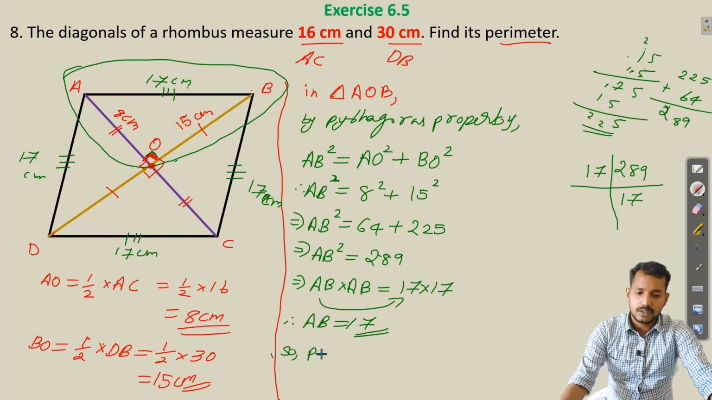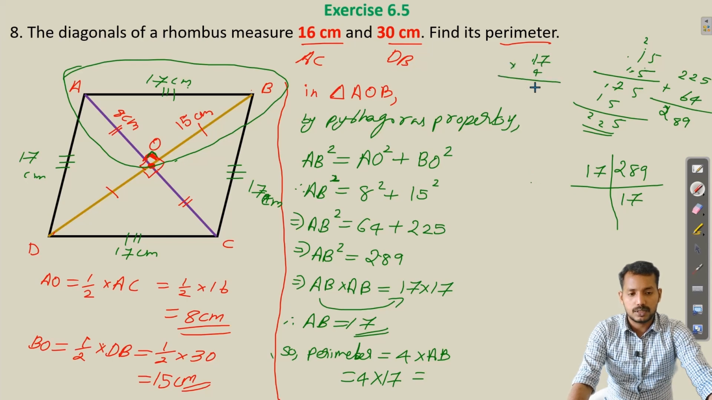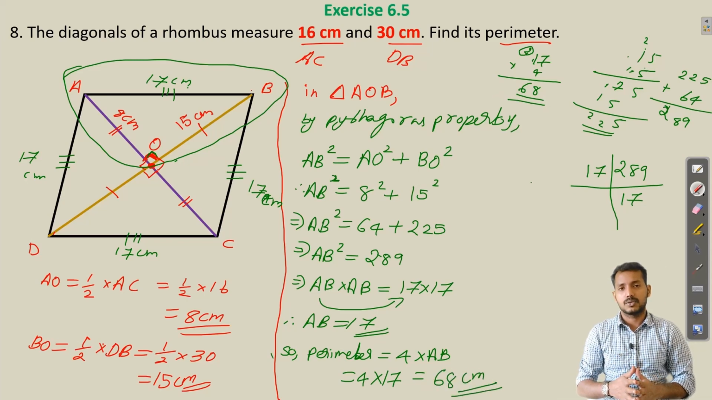So perimeter is equal to 4 into the length of one side, that is AB, which is equal to 4 into 17. What is 4 into 17 multiplied? 17 into 4: 4 into 7 is 28, 2 is carried. 4 into 1 is 4, 4 plus 2 is 6. 68 centimeter.